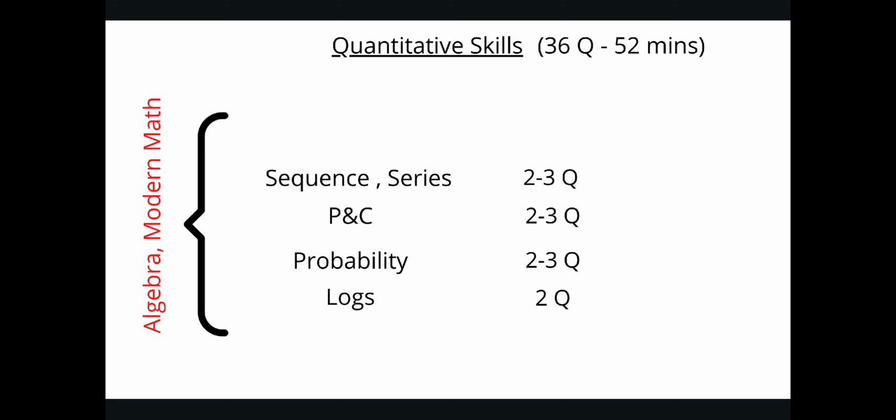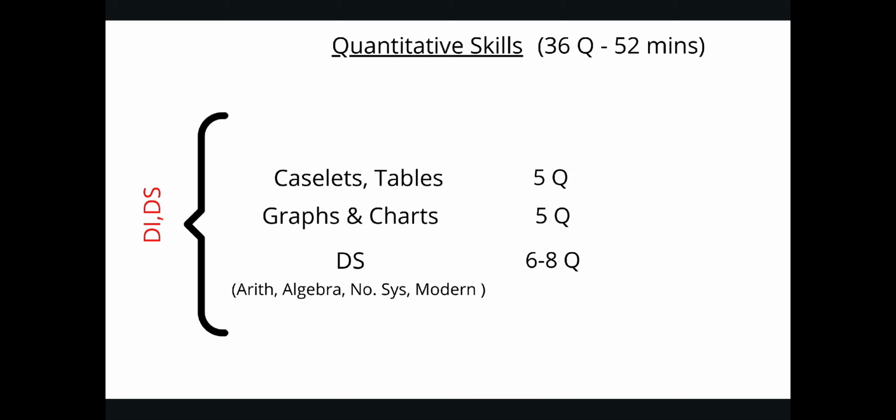All right. Moving on to the modern maths and algebra, we can expect 2 to 3 questions from probability, the permutations, combinations, the logarithms, and the sequence and series. So two to three questions from the first three topics, and we can expect a minimum of 1 or 2 questions from the logarithms.